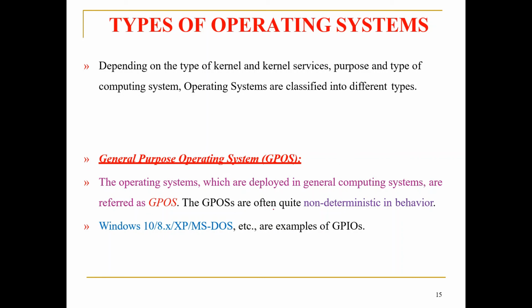The GPUs are quite often non-deterministic in behavior, which means that you cannot say when you are going to get the behavior of the system. Examples are given here. So normally when I speak about embedded systems, please be very specific here. My embedded systems are not general purpose. My embedded systems are specific purpose. You have designed your embedded system for a specific purpose. So you cannot install a general purpose operating system into your embedded system. You need to install a specific purpose operating system itself.